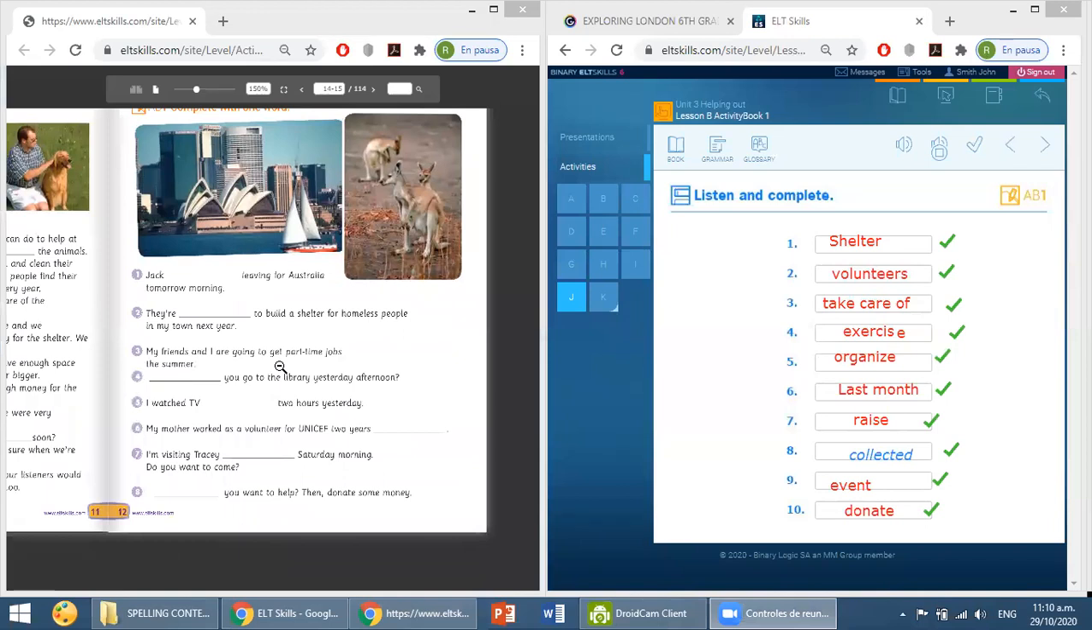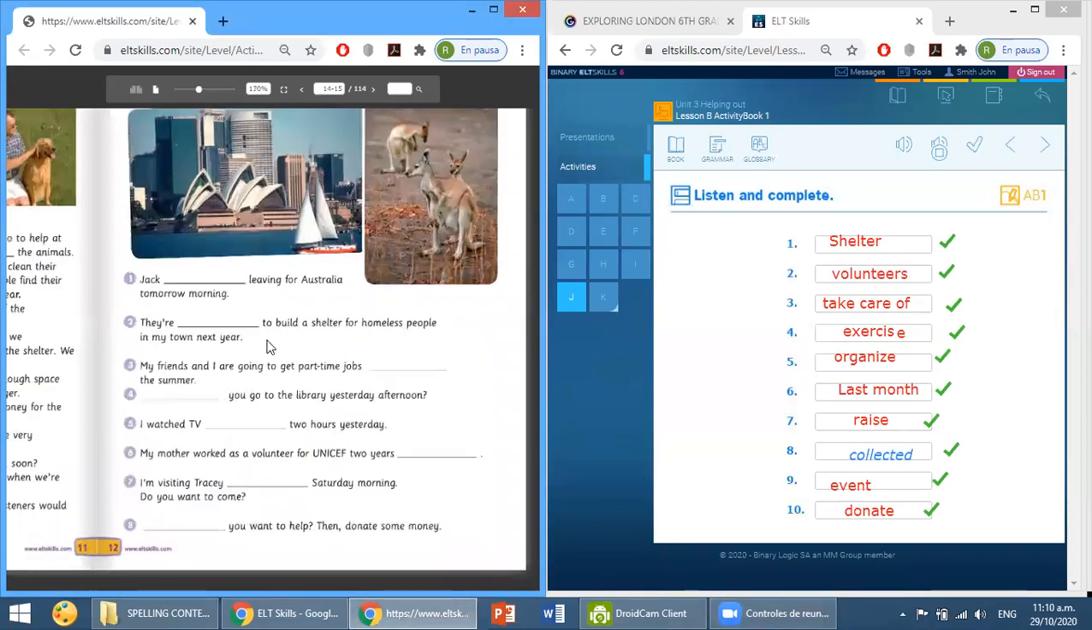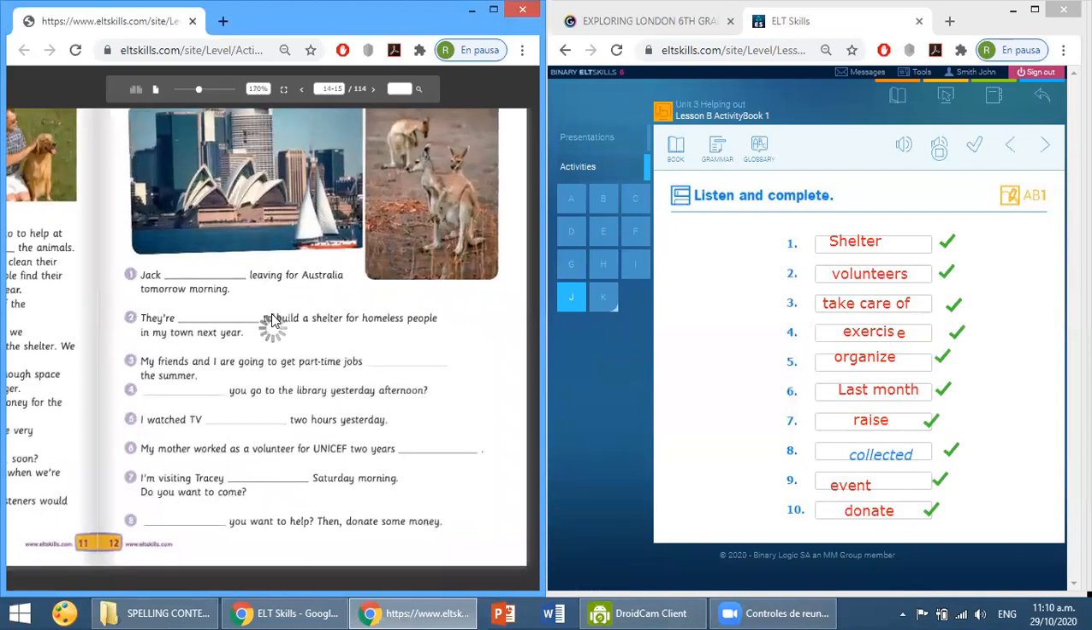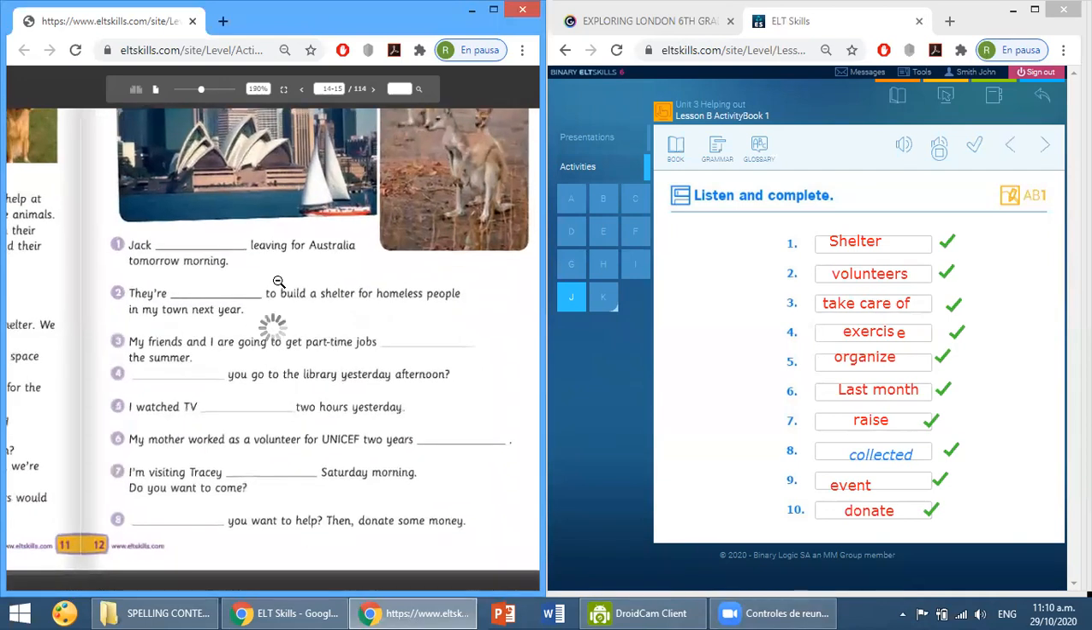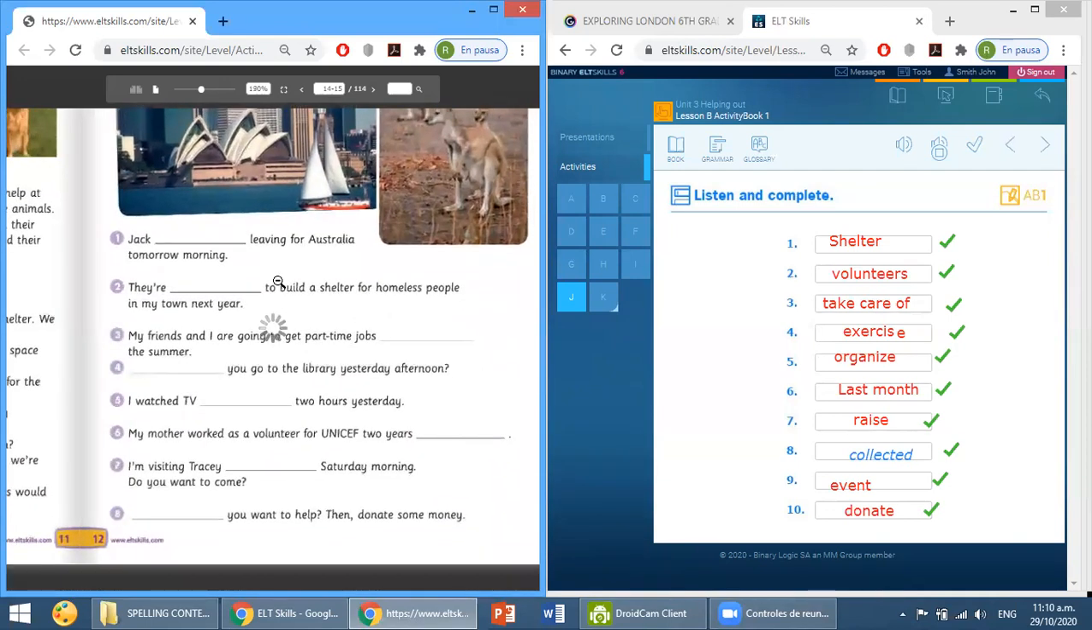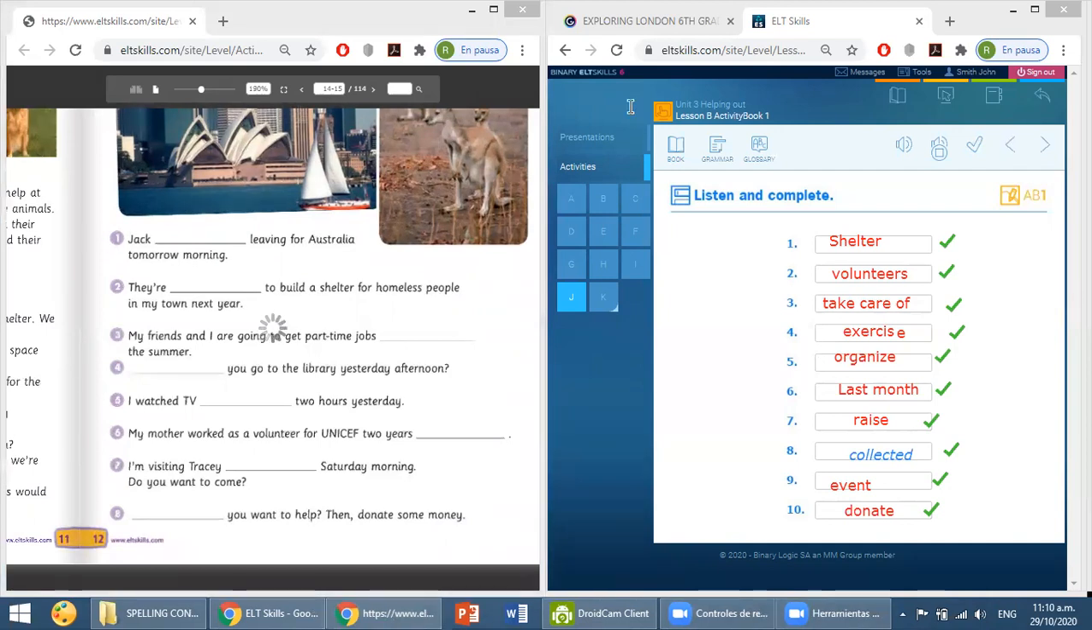Okay, with some prepositions, and with other words, and not only prepositions. This is the activity K, page 12. Okay. For example, Jack is leaving for Australia tomorrow morning. Jack am, Jack is, Jack are leaving.